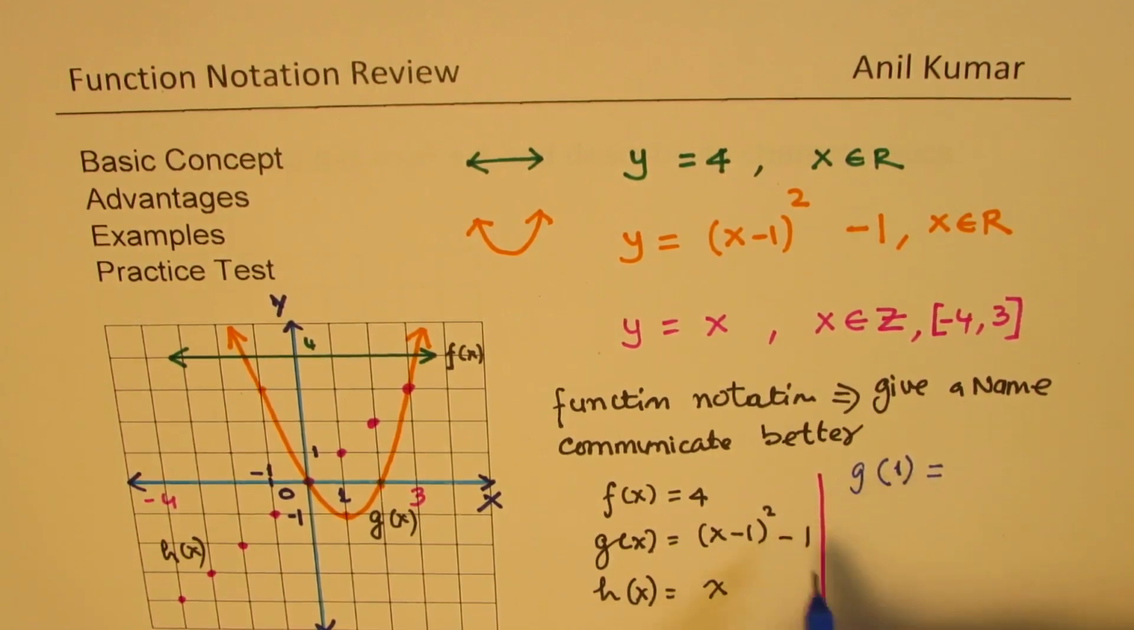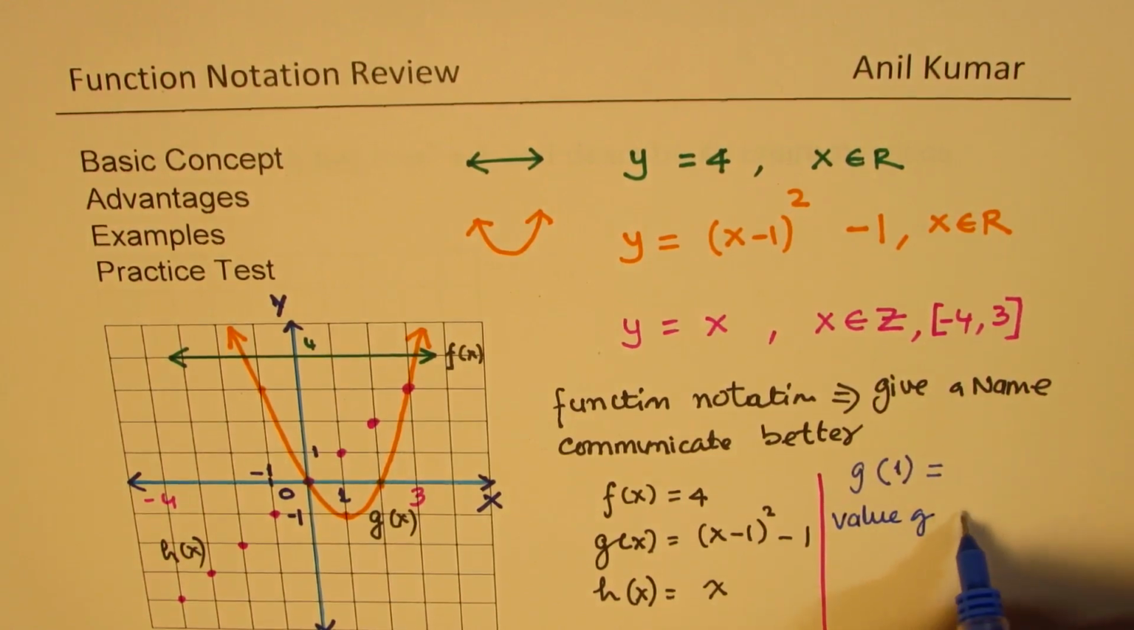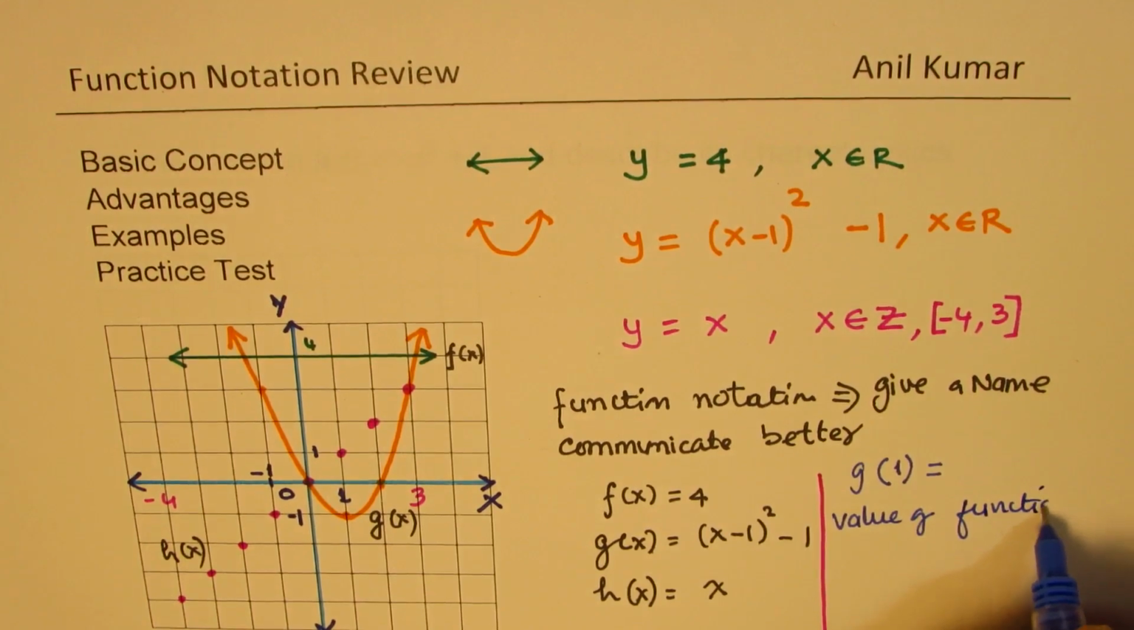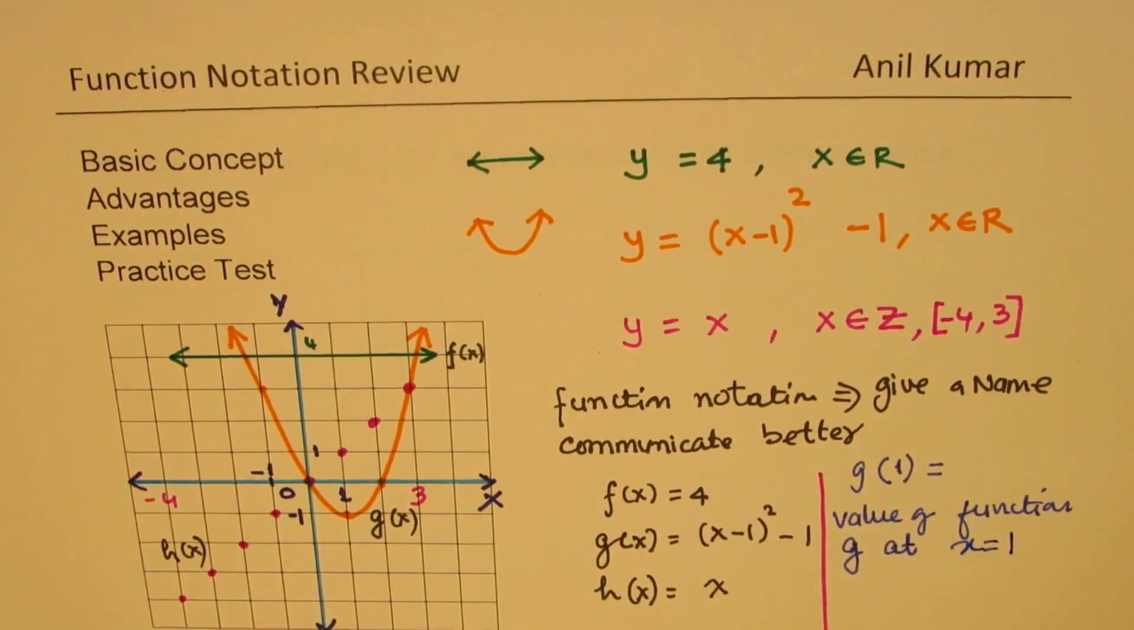So when I write g of 1, it means value of function g at x equals to 1.